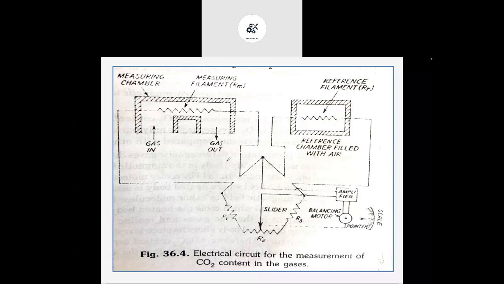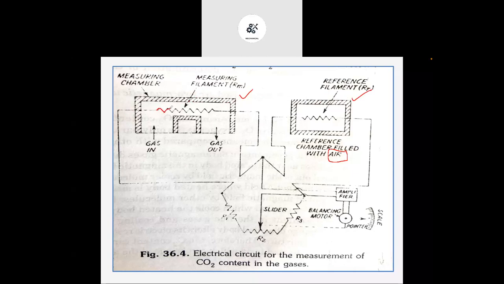So how do we measure the thermal conductivity of the flue gases? For that you can see there is an electric circuit, a method we can use. Here we compare the thermal conductivity of the sample with respect to a reference fluid. Generally, for the reference chamber we use air as the reference fluid. So with reference to air, we find out the thermal conductivity of the sample, the flue gases.